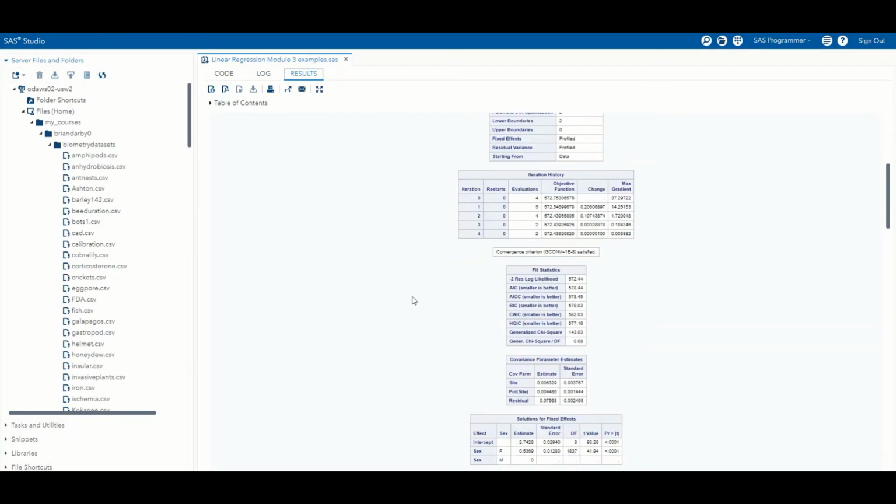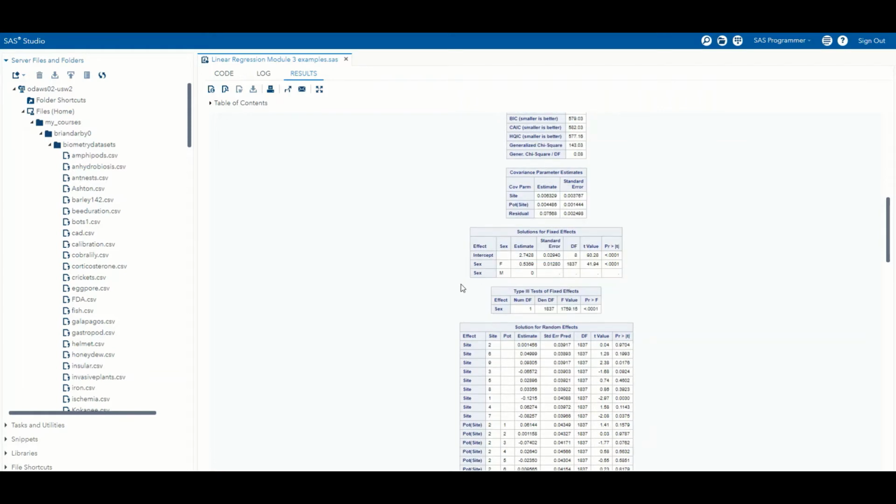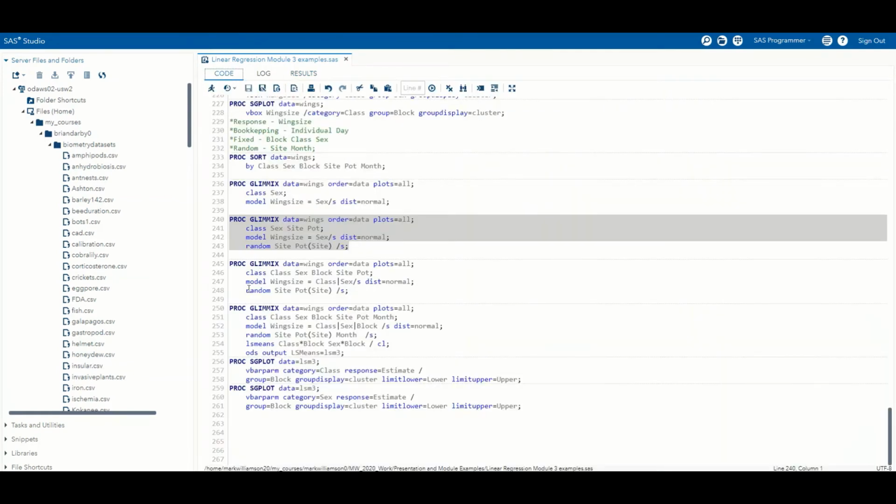Okay, a lot going on here. It looks like these do account for a bit of the randomness. We see that site definitely accounts for a little more than pot. That's important to know: if we would do this again, I'd have more sites and more pots per site. And again, it looks like sex is highly significant.